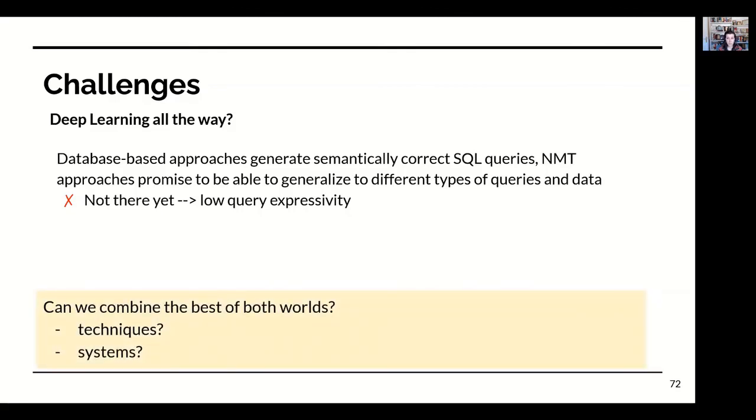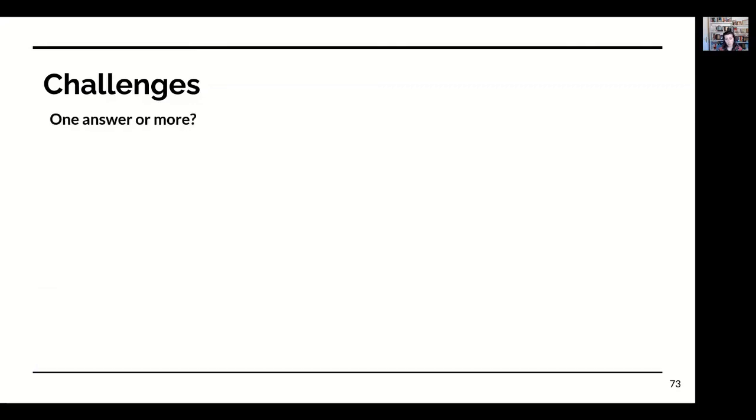And here we see two different paths. One is to combine different techniques from the database and from the deep learning world and see how each technique can be used to solve a particular problem. Another path would be to see if we can combine different systems that are able to answer different types of queries better.